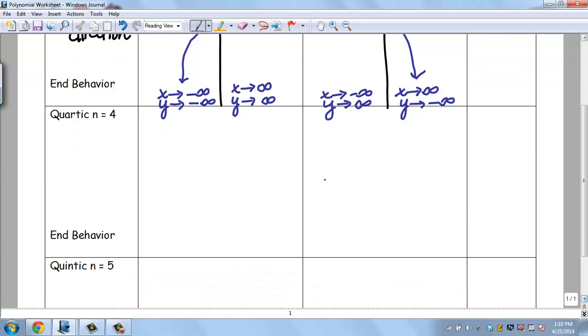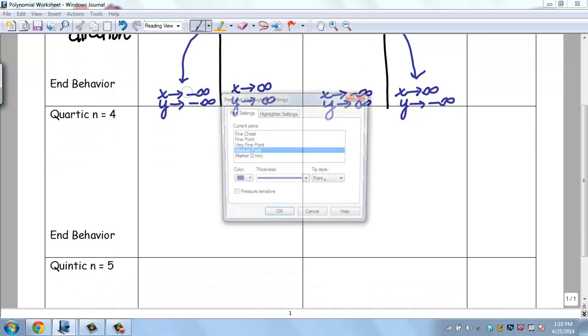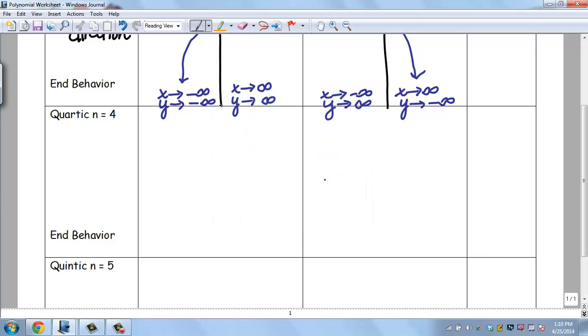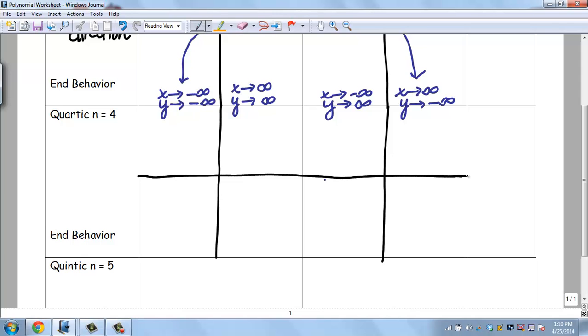All right, let's try the next one here. I'm going to go back to black, so this makes this look nice. And I'm going to make an x and y axis. Might as well set that up right now. Actually, I'd do the whole paper if I could see it all at once. Okay, and it's quartic, so I have an even power or an even degree.